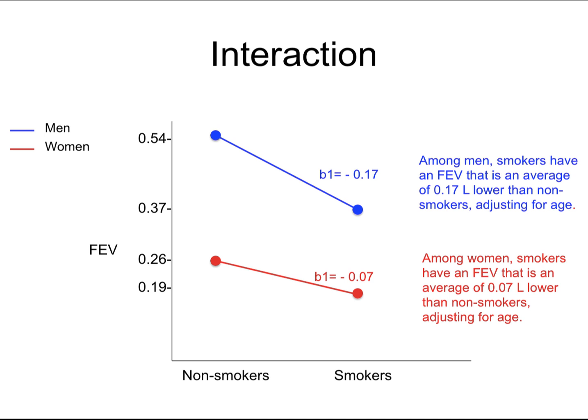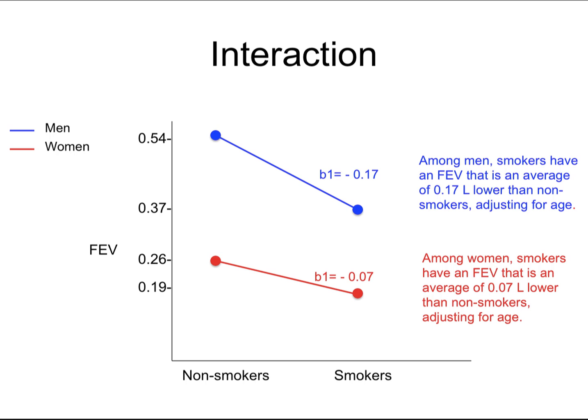This is a simplified visual example of what we just calculated. So the regression line for men is blue and red for women. And this shows the reduction of FEV for smokers compared to non-smokers. We can see that smoking is associated with a reduction in FEV for both women and men. But the reduction in FEV appears to be more pronounced among men compared to women. The slope is steeper for men than women. In other words, the effect of smoking on FEV seems to depend on gender. Gender appears to act as an effect modifier of the association between smoking and FEV.